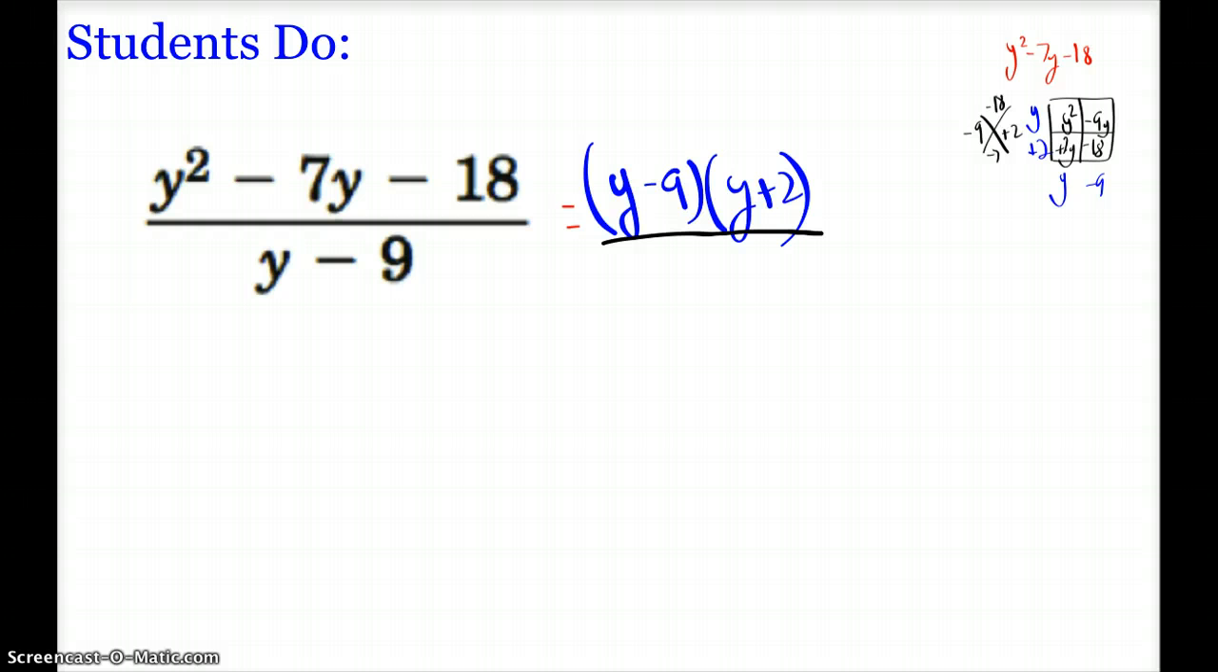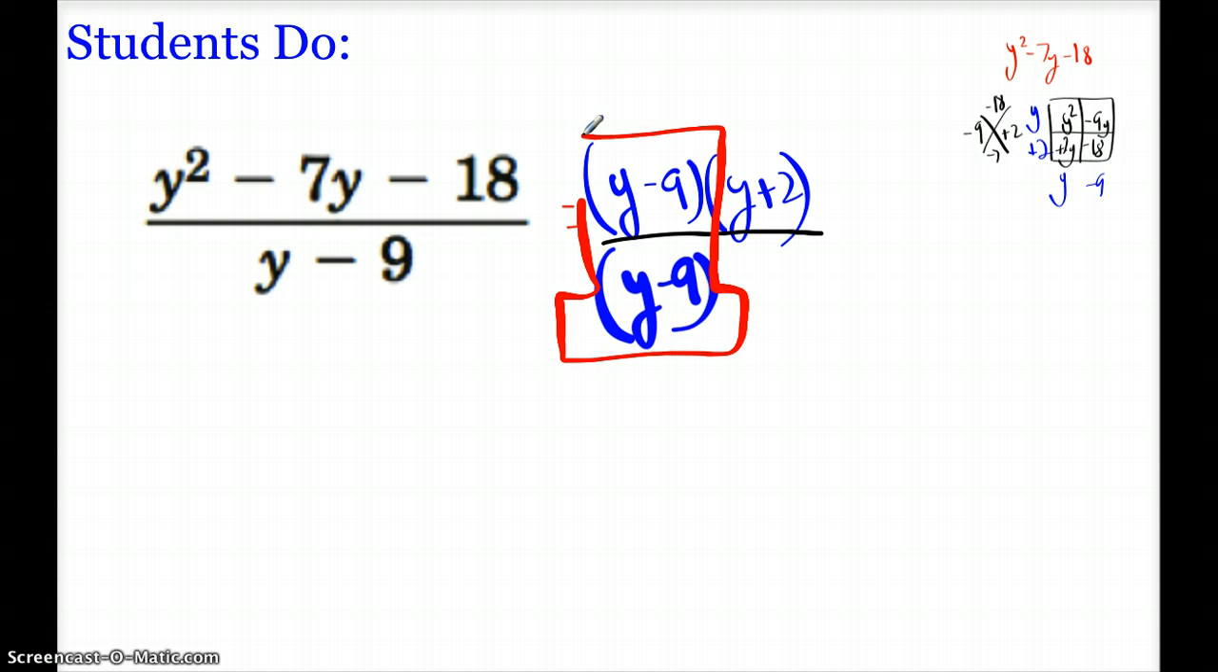Our denominator is going to be just y minus 9. And these two create a big, gigantic 1. That is our objective today. Okay, we have to be able to identify that. Again, if it's on top, it can stay there, and there could be a 1 on the bottom. So y plus 2 over 1 is fine. But if it's on the bottom, it has to stay on the bottom.